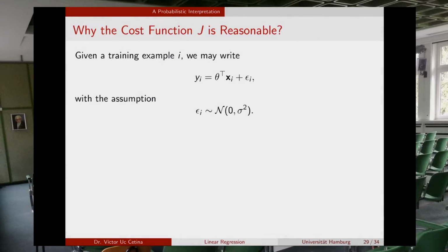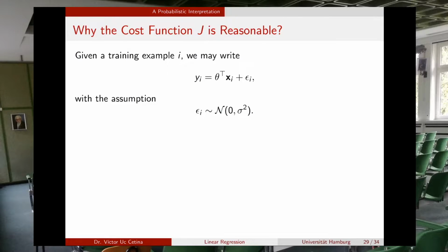Okay, now let's talk about why it is a good idea to use the J error, the J cost function that we are using, which is the sum of the squares of the subtractions of the model and the real value of y. And we are going to analyze this from a probabilistic point of view.